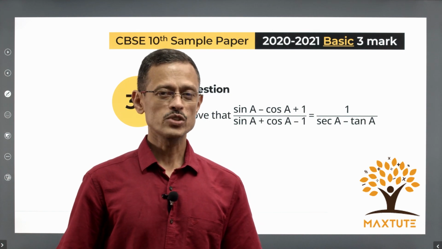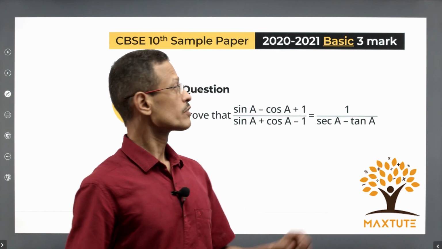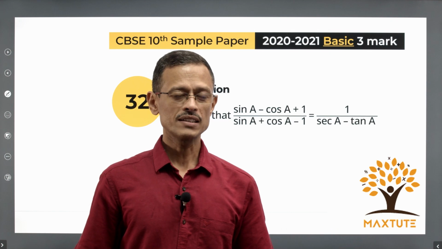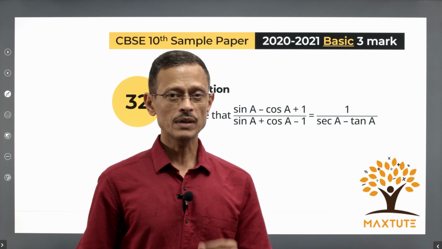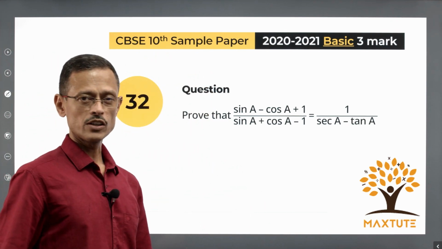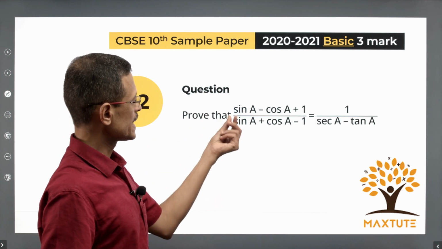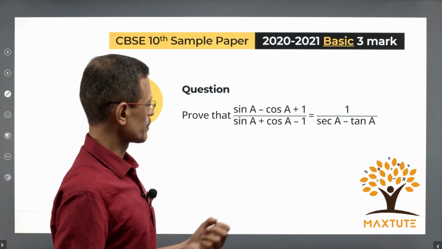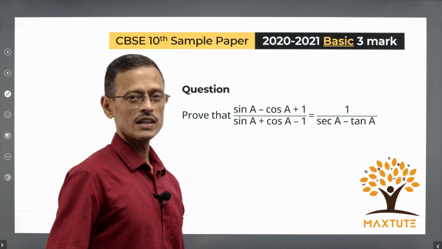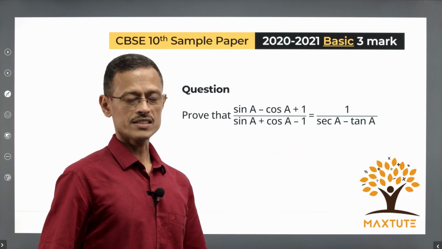CBSE Class 10 Math video solution to the sample paper given by the board for the board examination to be conducted in 2021. This is a basic version of the paper. We are looking at a 3-mark question, question number 32. This is from Trigonometry. Prove that (sin A minus cos A plus 1) divided by (sin A plus cos A minus 1) equals 1 by (secant A minus tan A).